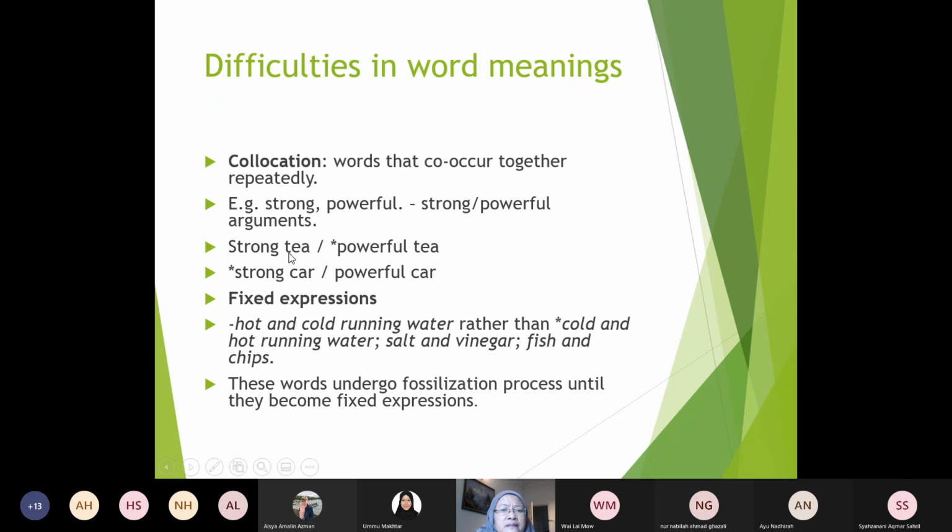And about tea, it's strong tea because it's very thick, very concentrated. But it doesn't have the meaning of powerful. Either you have a very diluted tea or you have a strong tea. So the instances of this co-occurrence of words sometimes, in themselves, as you can see, will form certain meanings.